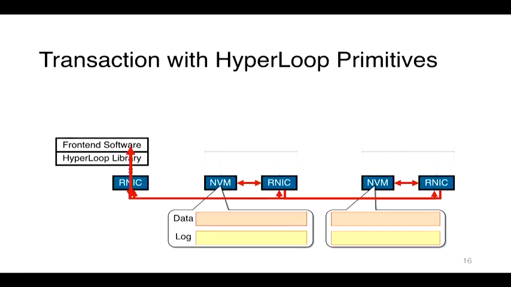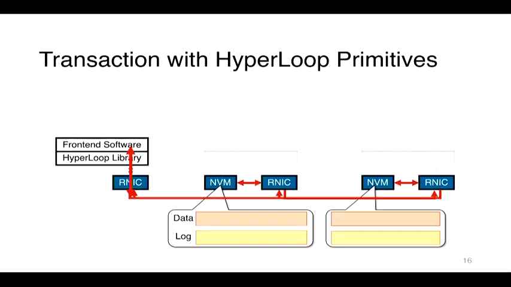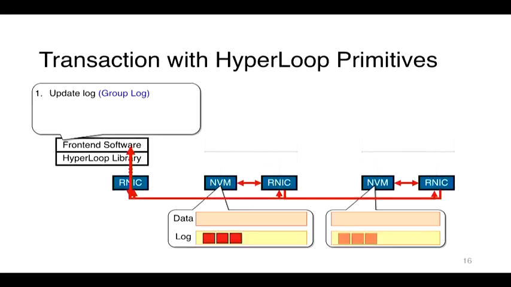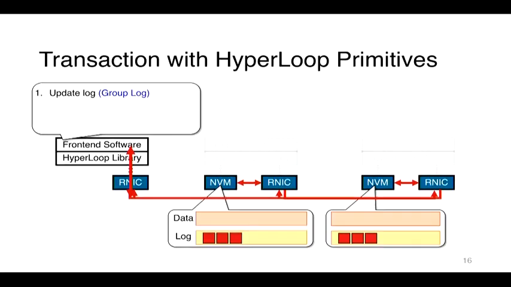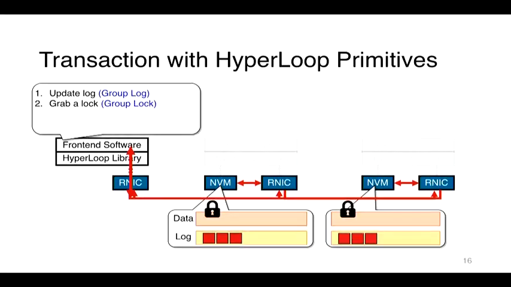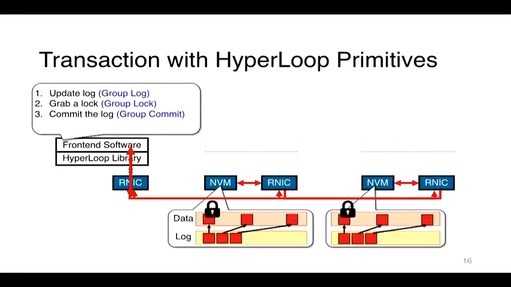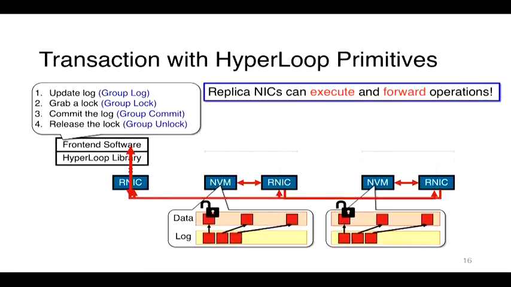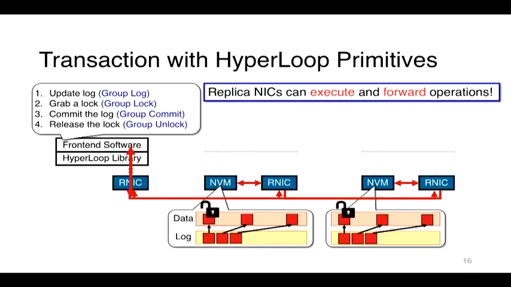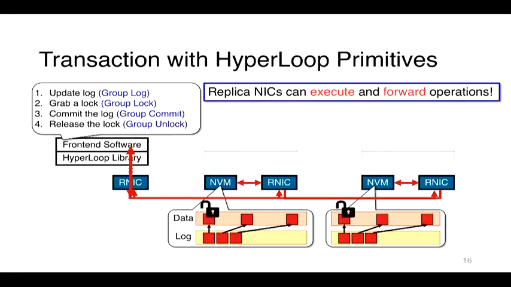Now let me show you how a write operation in a typical storage system can be performed with HyperLoop primitives. The front-end server first updates the log using group write. Then it tries to grab a global lock using group lock. If it grabs the lock successfully, it will commit the log using group commit. Then it will release the lock using the group unlock primitive. So with HyperLoop primitives, storage applications can perform transactional operations on a group of replicas without involving their CPUs.